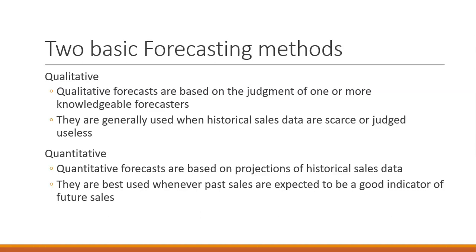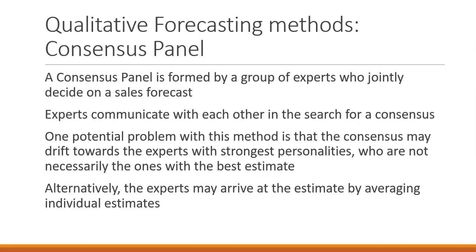Quantitative forecasts are based on our historical sales data. What number did we sell in the past? If we believe that past sales are a good indicator of future sales, then we want to use that historical sales data. This is one of the most common methods of sales forecasting, using your historical information to predict future demand.